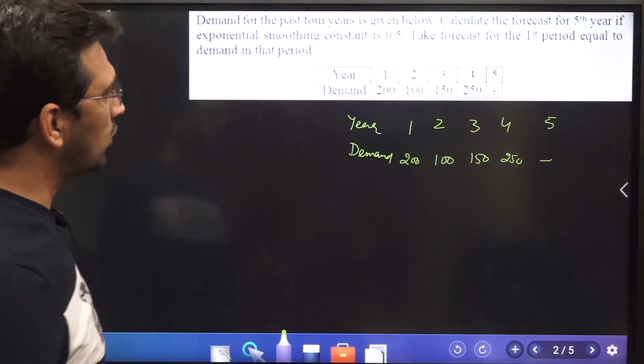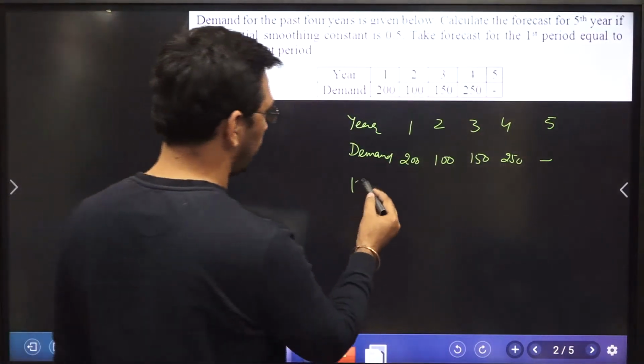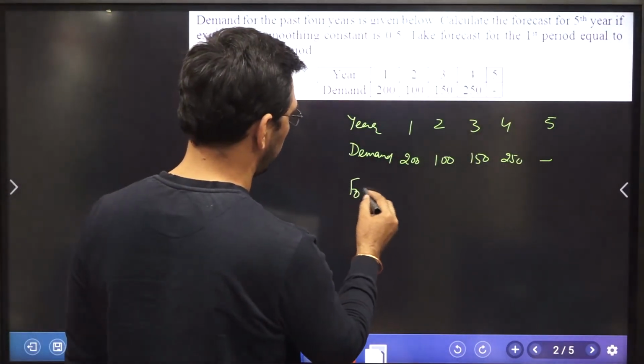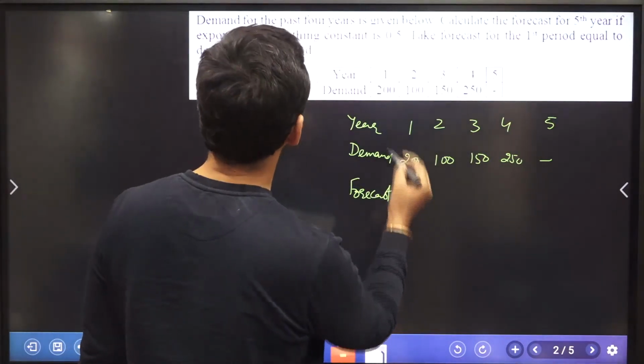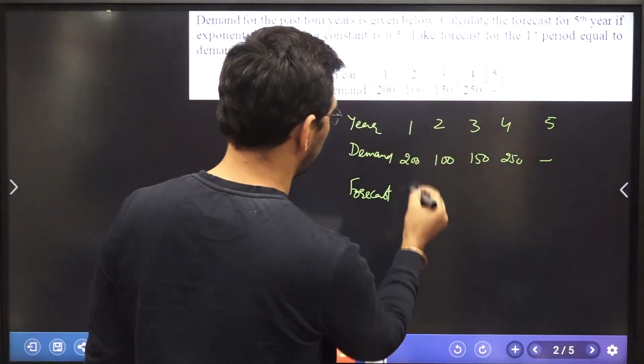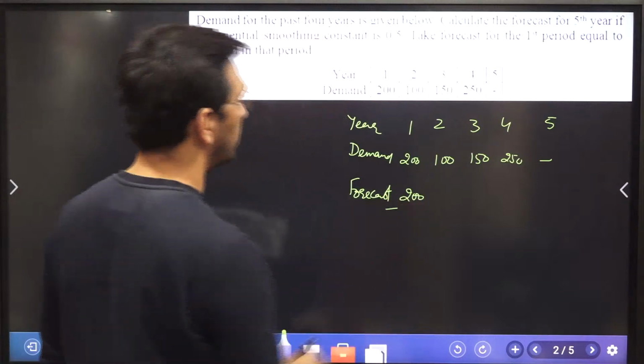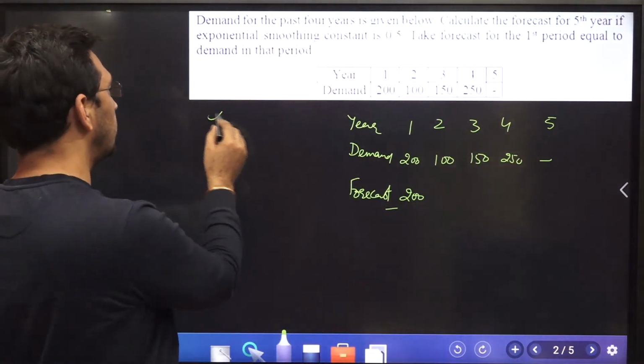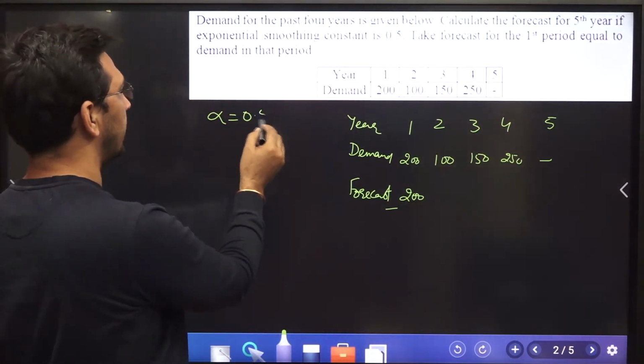And he's also saying that the forecast for the first period is how much he has given you, equal to the demand, that is 200. This information is given to you, and he's saying to use the exponential smoothing constant of 0.5.